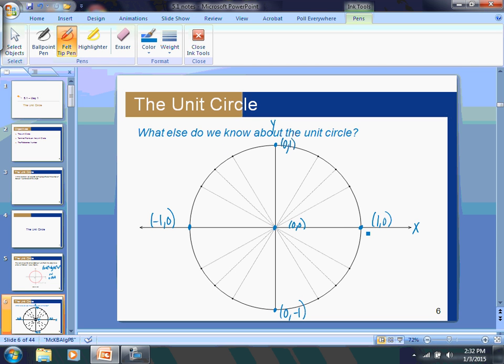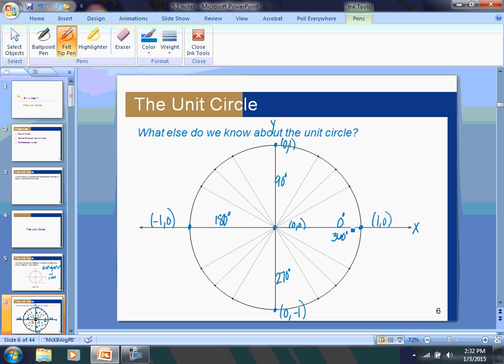So you should know that this is 0 degrees here. And then if you go up to the y-axis, that's going to be 90 degrees. And then if you come back to the x-axis, that'll be 180 degrees. You know that a straight line is 180 degrees. And then if you come back down to the y-axis, that will be 270 degrees. And then if you go back to the x-axis, that's 360 degrees. There's 360 degrees in a circle.